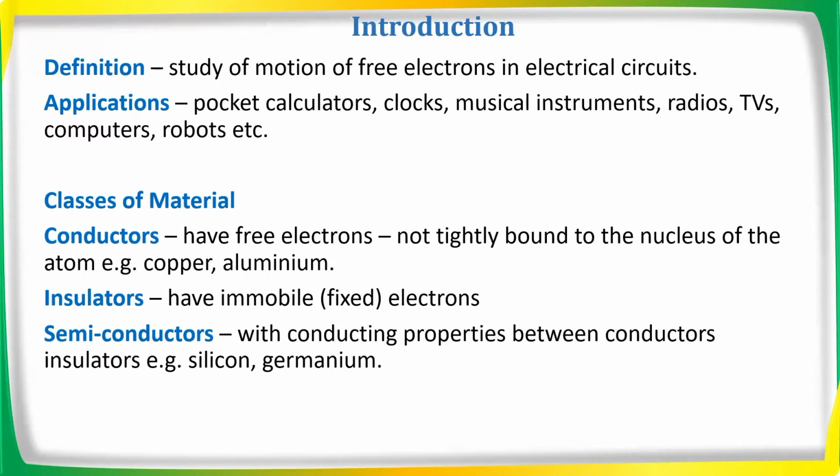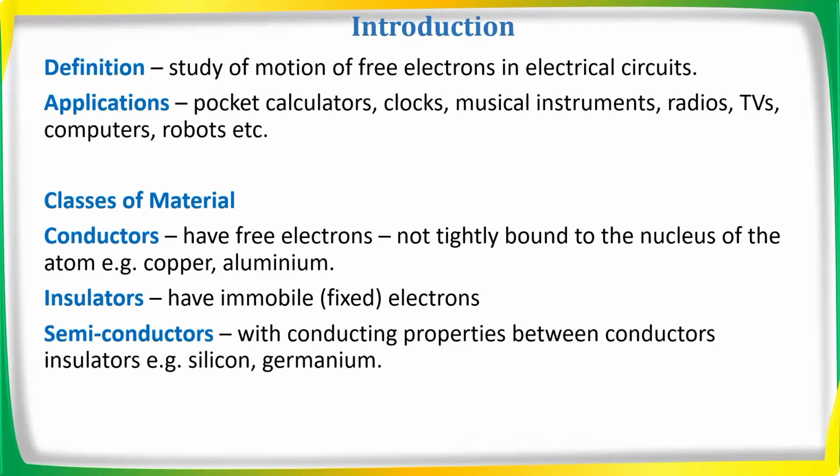For the conductors, they have free electrons. These ones are not tightly bound to the nucleus of the atom. They can move. When we talk about a material being a good conductor, it means it has free electrons that are free to move to allow for conductivity or the flow of electrons. We also have those that have fixed electrons. They cannot move. They are fixed, and those are insulators. Like wood is an insulator. Rubber is an insulator.